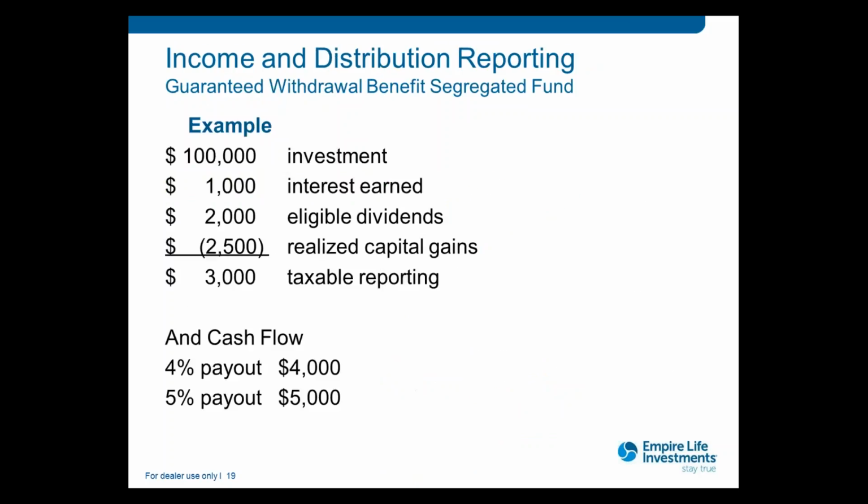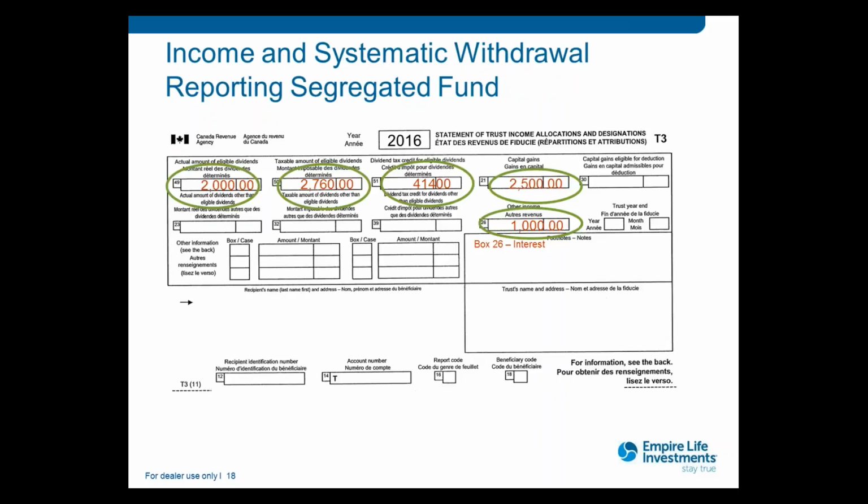You notice, of course, what doesn't show up in that particular slide, let me just go back a slide for a second, what doesn't show up is the actual distribution here. So when you're looking at a systematic withdrawal plan from a segregated fund or mutual fund, the actual distribution is not actually reflected on the tax slip.